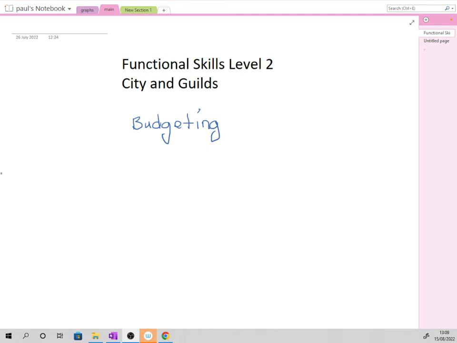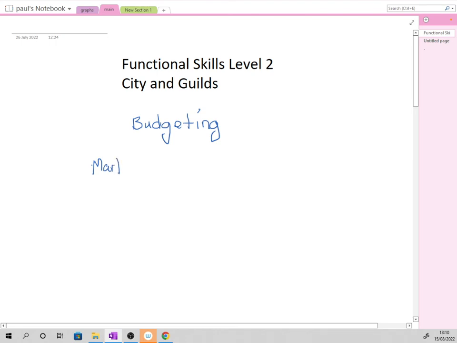So this is budgeting, and they usually give you questions that are based around market stalls or parties or something like this. And the answer is not just how much is it going to be, because that would be too easy, just adding things up. It's what percentage of the overall budget is taken up by such and such, or what fraction of the overall budget is taken up by such and such. So let's have a look. So let's go down the market.